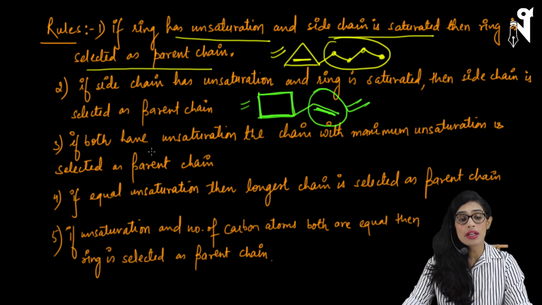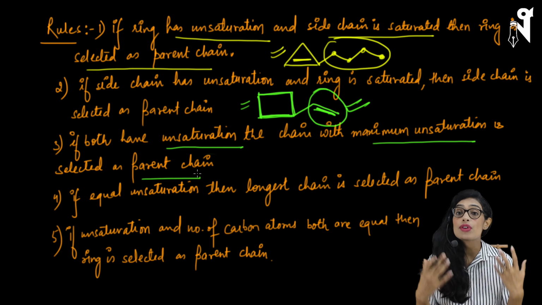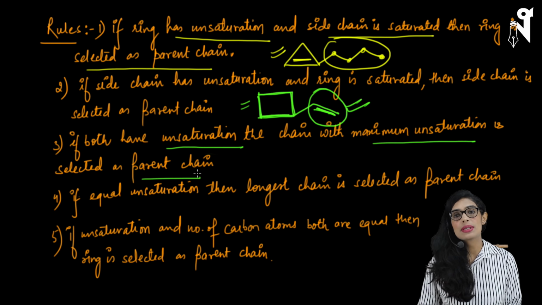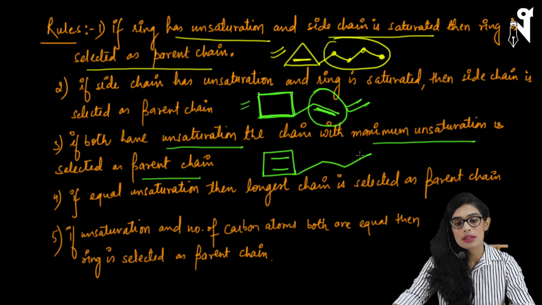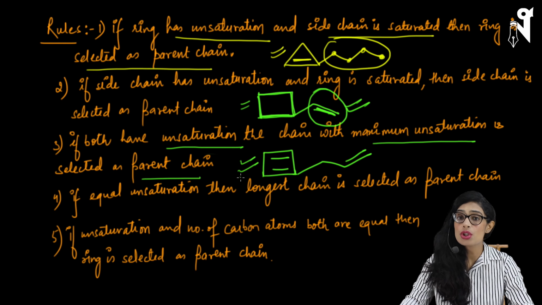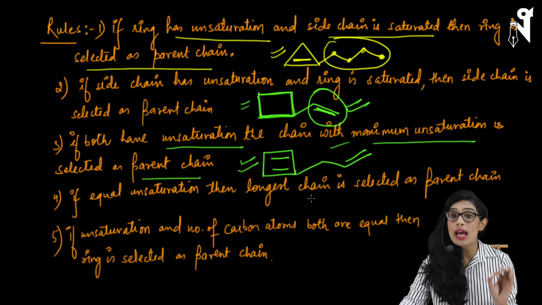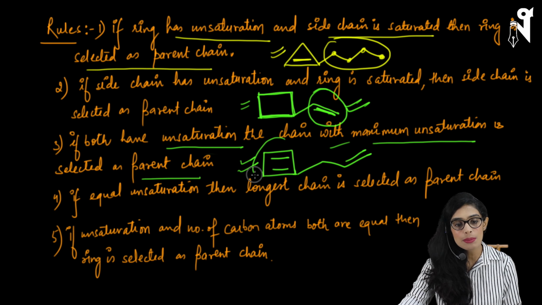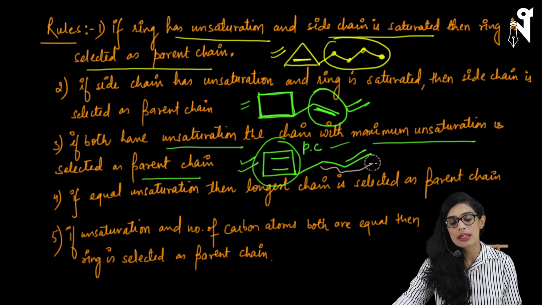The third rule is, if both have unsaturation, then the chain with the maximum unsaturation is selected as the parent chain. That means, let's say a double bond is there in the cyclic chain and also in the open chain. Then whichever has the maximum number of double bonds will be selected as the main chain. For example, if I have one double bond here, one double bond here, and then comes this. Now here the cyclic chain also has unsaturation, and the open chain also has unsaturation. But the one which has the maximum number of double bonds or unsaturation will be taken as the parent chain. So this will be acting as the primary chain, and this open chain will be acting as the side chain.